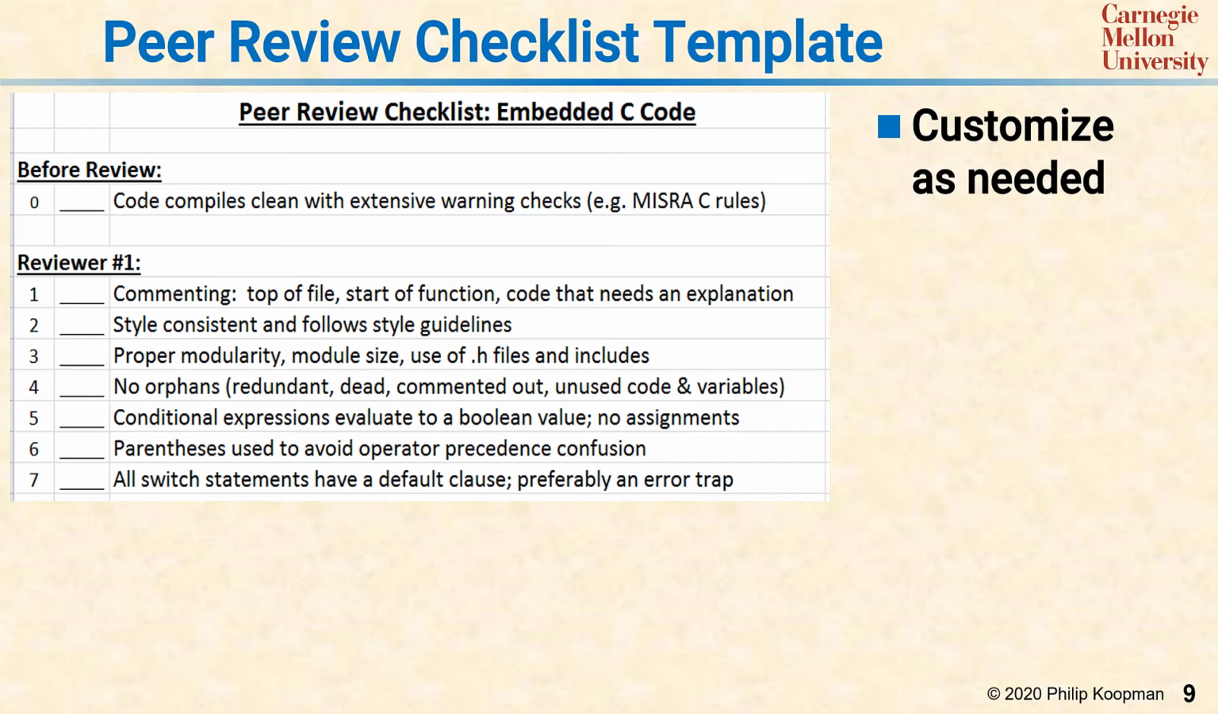If there are any unresolved warnings, then it's not time for a peer review yet. Those should be resolved. Then, during the review, reviewer number 1 looks at a few lines of code at a time, and for each set of lines of code, considers the following items.